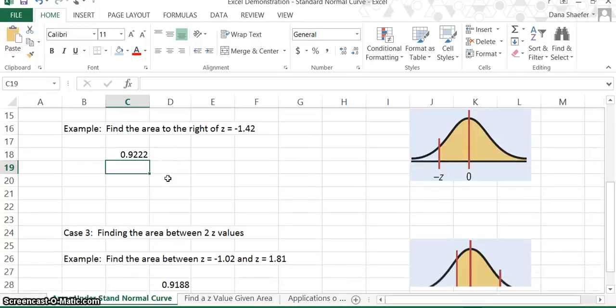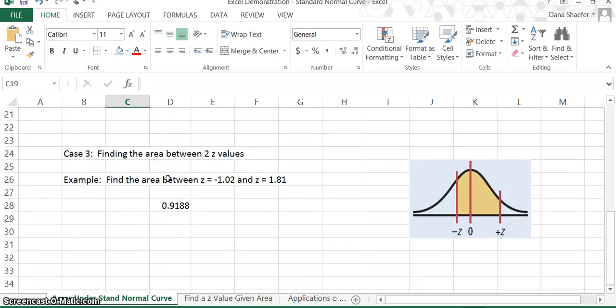The last case, moving down to case number 3, is finding the area between the 2 z values. When I'm finding the area, I'm going to go all the way up and pick the biggest z value, regardless of where it's at. I'm going to do the area all the way out to this right z value. Then I'm going to subtract the area up to the other z value, the lower z value, and when I subtract that area away, I'll be left with this area in the middle.